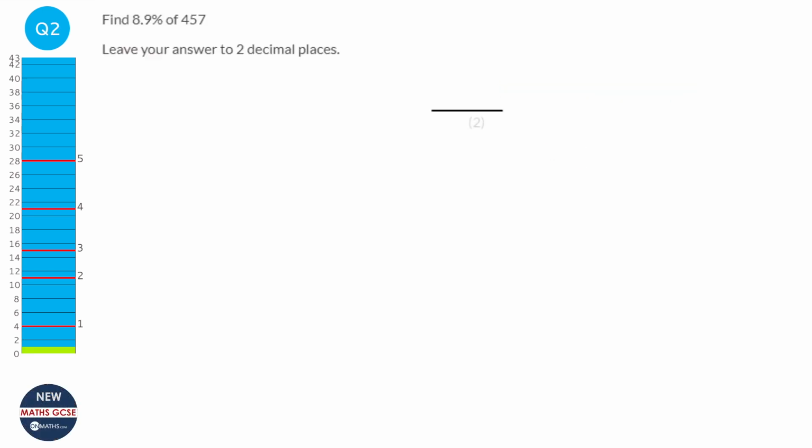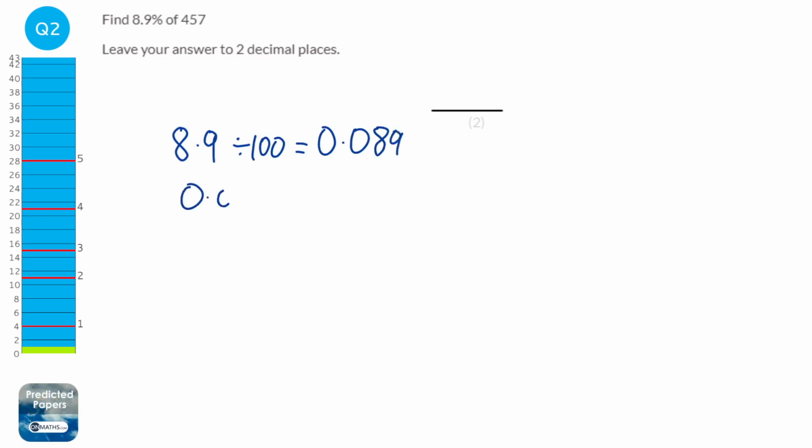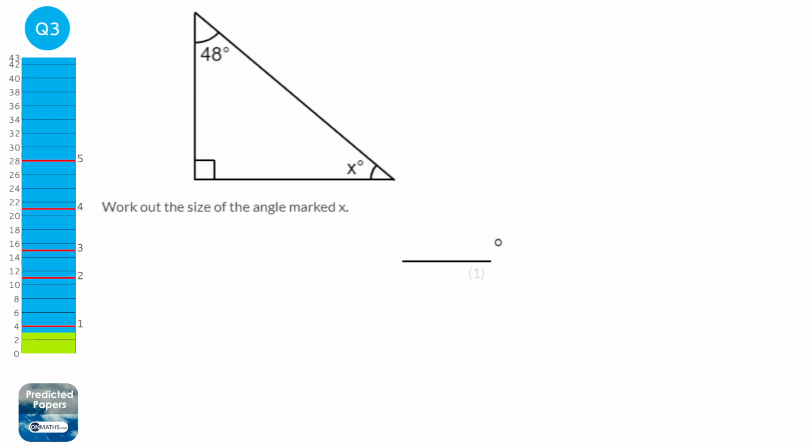So for this question we need to convert the percentage to a decimal. To do that we take 8.9% and just divide by 100. That will give us 0.089. Of normally means times in maths, so we just multiply that by 457, and that will give us 40.67.